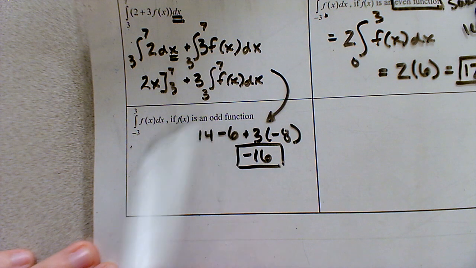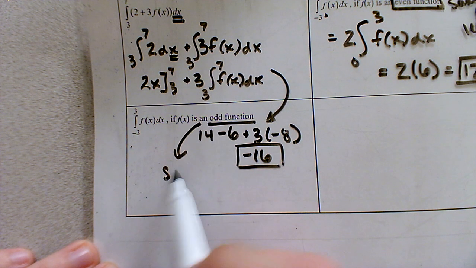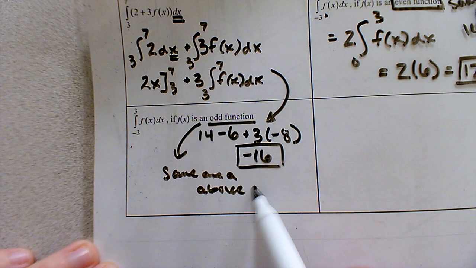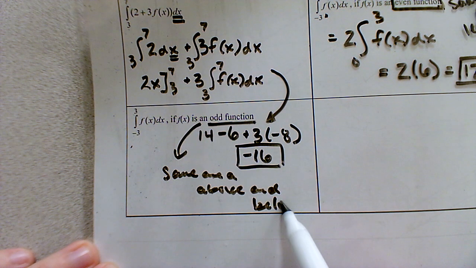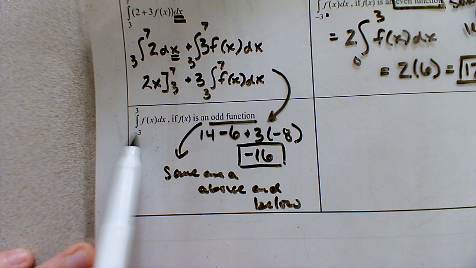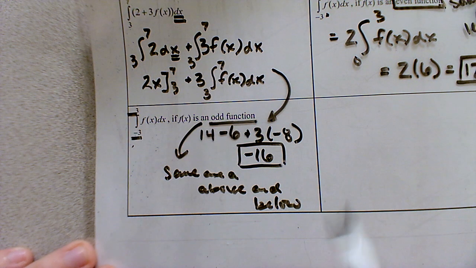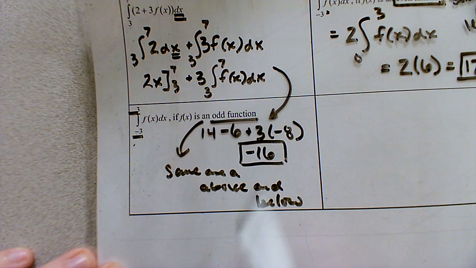For our last one, it's very similar. This time we're just going to assume that it's an odd function. That tells us we have the same area above and below the x-axis, and since we're beginning and ending at the same numbered value, just one negative and one positive, we're going to have the same area above and below, which means our total area is going to be 0.